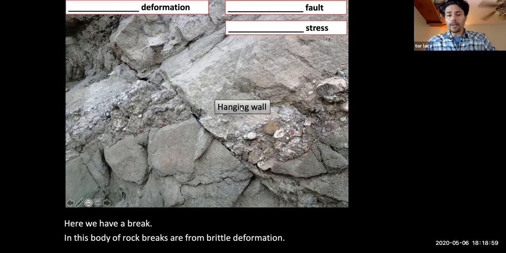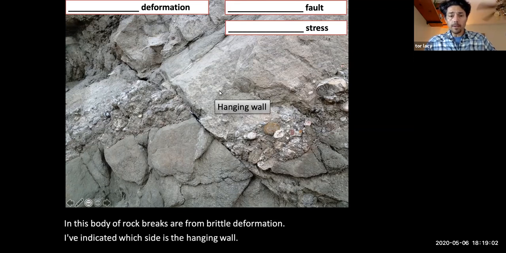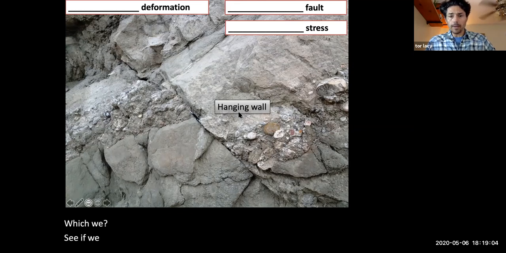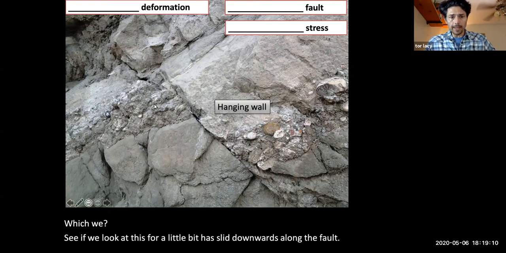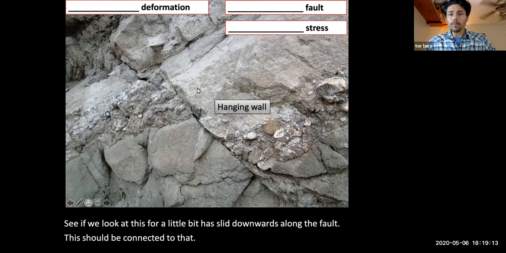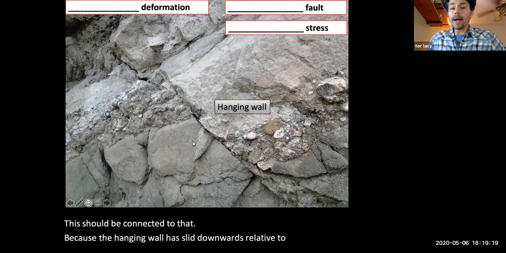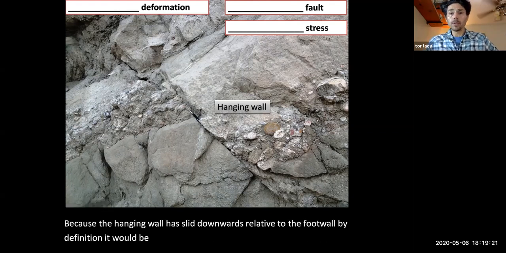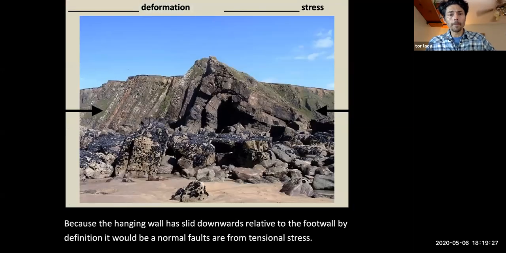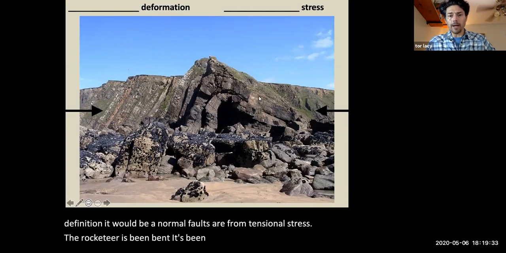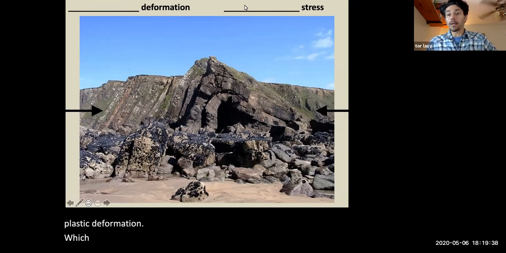I've indicated which side is the hanging wall, which we see if we look at this for a little bit, has slid downwards along the fault. This should be connected to that. Because the hanging wall has slid downwards relative to the footwall, by definition, it would be a normal fault. Normal faults are from tensional stress. The rock here has been bent into an anticline fold, so that's plastic deformation, which is always from compressional stress.